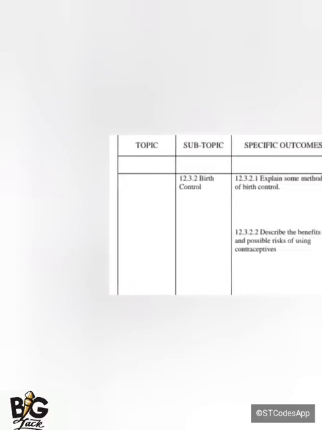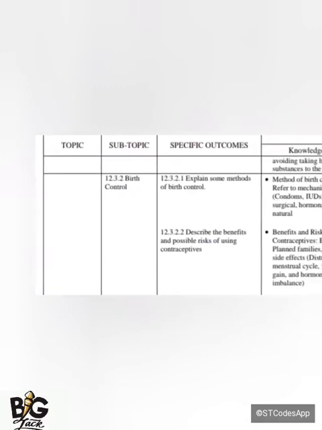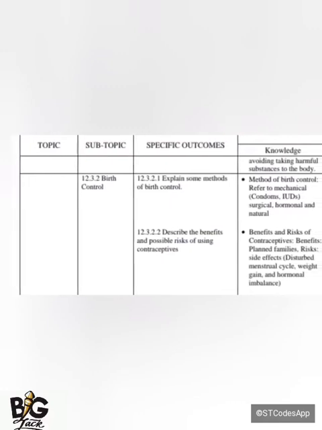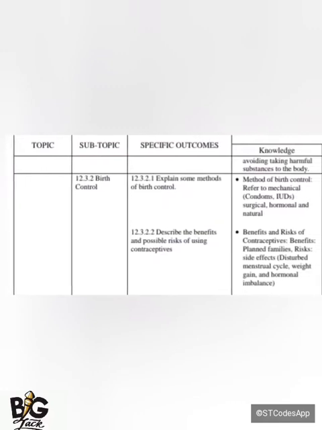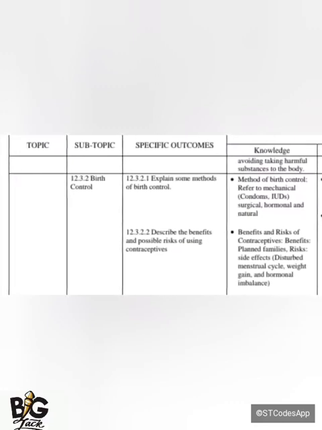Okay, so the next topic, or the next sub-heading, you need to explain some methods of birth control. Under birth control, there are different methods. The first one, you can explain the mechanical, where you are supposed to use what? Condoms or intrauterine devices like the copper T.